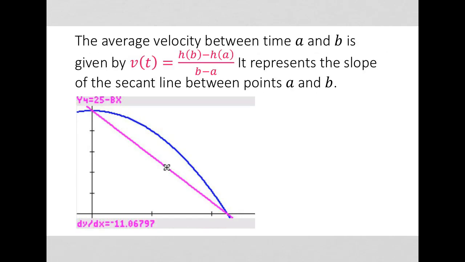If you draw the secant line between 2 points, that is going to represent the average slope of the tangent lines between those 2 points. Now, don't be confused that the average velocity is found by using points from the height function, because this is just doing slope for you. H of b is like your y2 minus h of a is your y1 over your x2 minus x1, which is calculating the slope of that line.